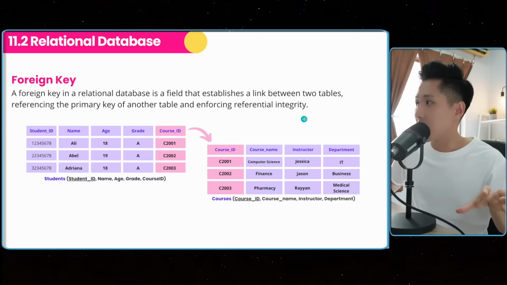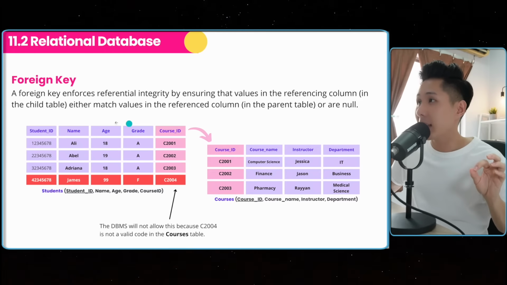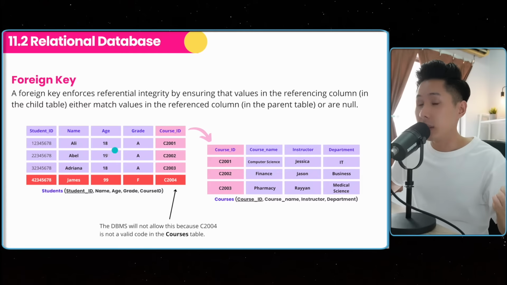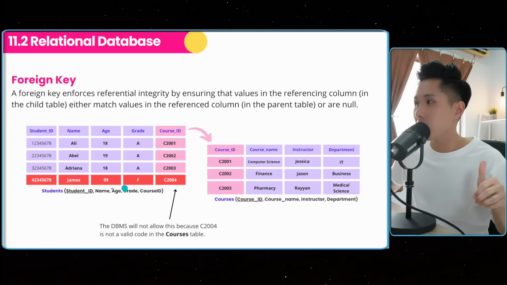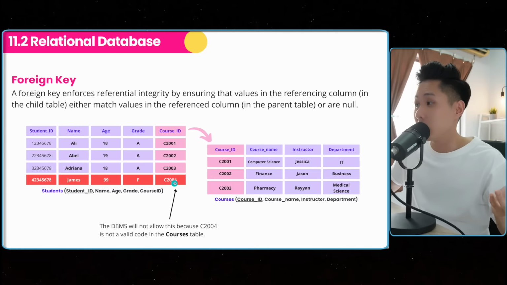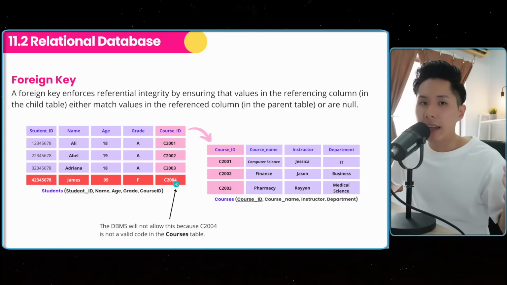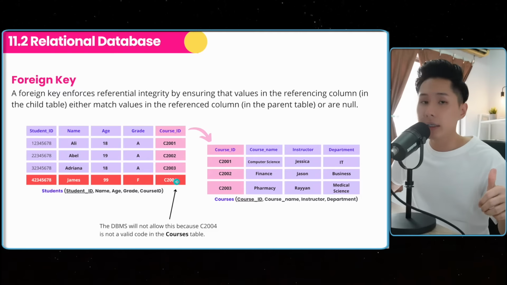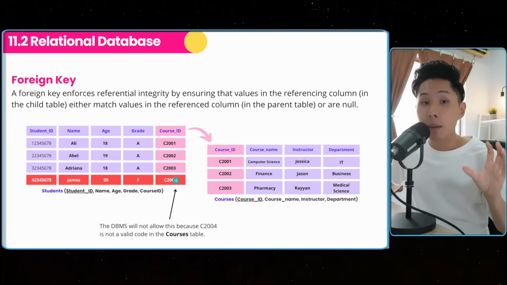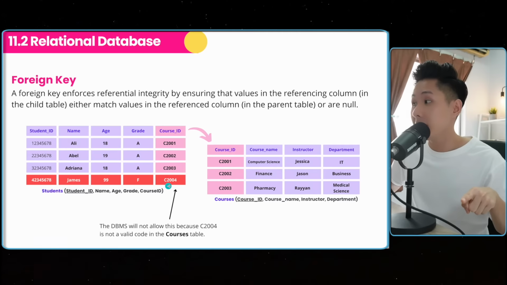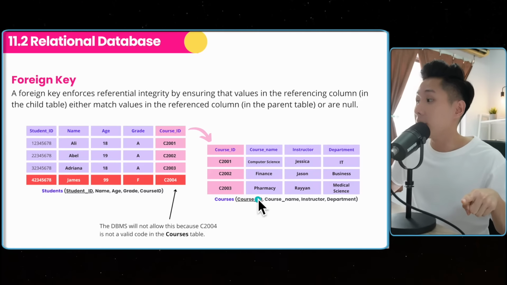So what is referential integrity? It means that, let's say I want to add another row into the student table, and I try to enroll this student in a course that doesn't exist. For example, when I'm typing C2003, I accidentally make a typo to make it C2004, which is a course that's not available. But because course ID is a foreign key, the database can detect that, oh, you're entering invalid data. C2004 is not one of the courses.